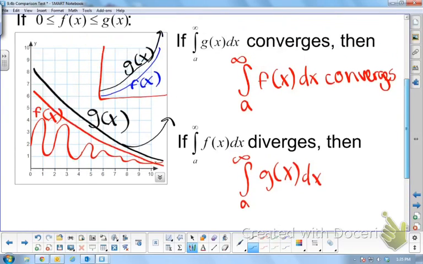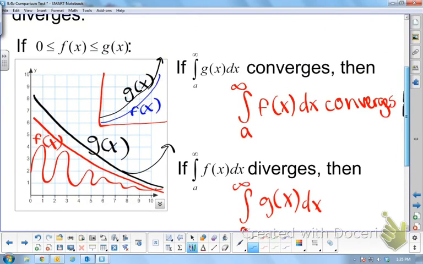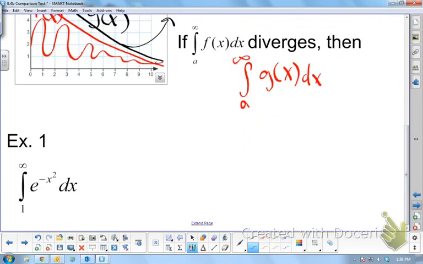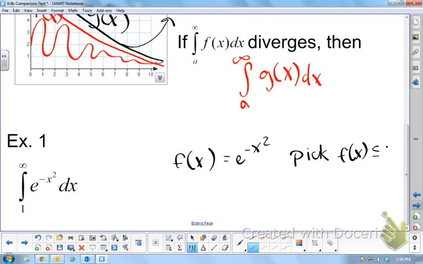So I want to prove that this function converges. So I need a function bigger. I'm going to say that function is f of x, and I want to pick a bigger function so that I can prove it converges. If I wanted to prove it diverges, then we would say the function we're working with is g of x, and we want to pick something smaller. So we're going to say f of x is e to the negative x squared. And we want to pick g of x so that it's bigger.